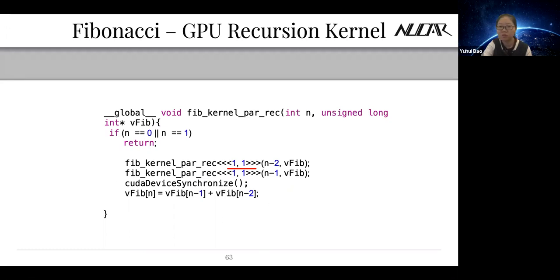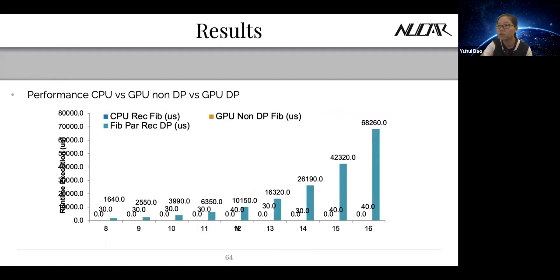As we said, there are 32 threads executing at the same time in a warp. So if you only launch one thread, 31 threads are idle. This can be proven when we see this result. There are three bars, but you can only see one, which is the Fibonacci on the GPU side with dynamic parallelism. This is the runtime.